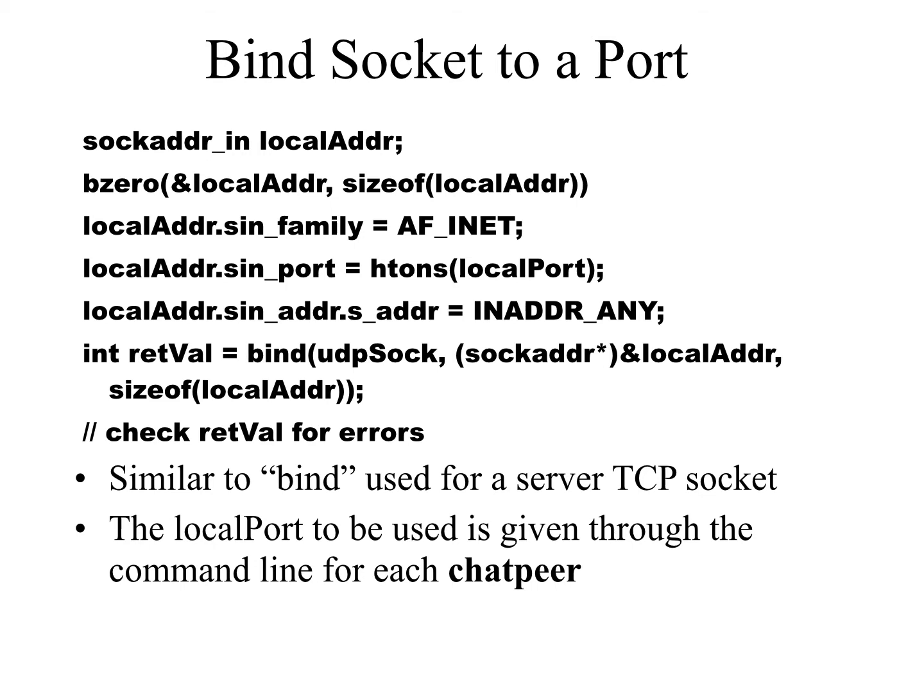After creating a UDP socket, we have to bind the socket to a port. This is a few lines of code that just binds the socket to a port. We have to store the local addresses and a few more lines. This is similar to bind used for a server TCP socket. It is relatively the same.